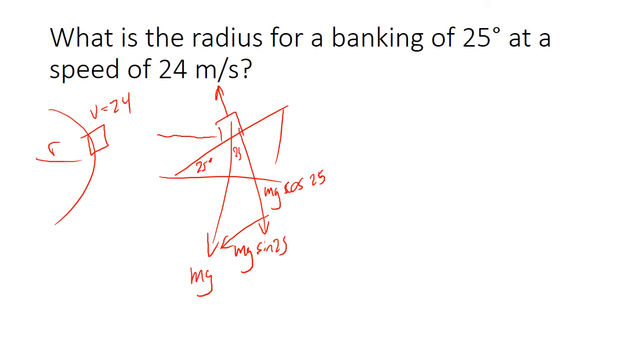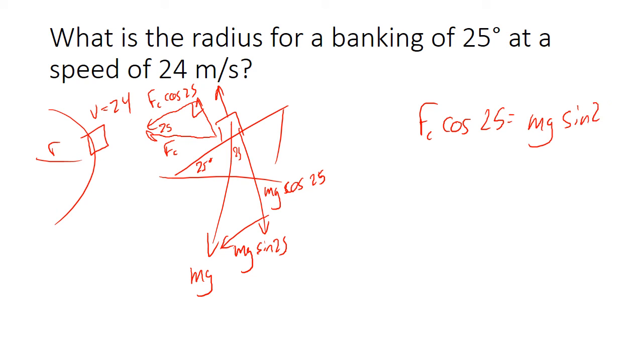Normal force, which doesn't matter. 25, Fc cosine 25. Alright, so Fc cosine 25 is going to equal mg sine 25. Ta-da! Alright, what are we solving for? Oh, we gotta break apart Fc. I'm gonna divide by the cosine while we're here. So we're gonna get mv squared over r is equal to mg tan 25.